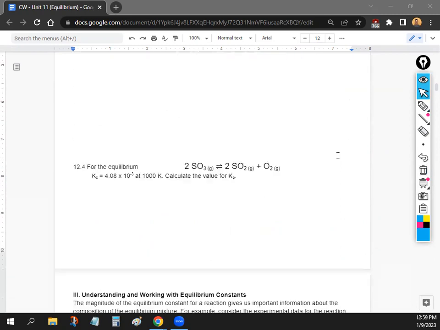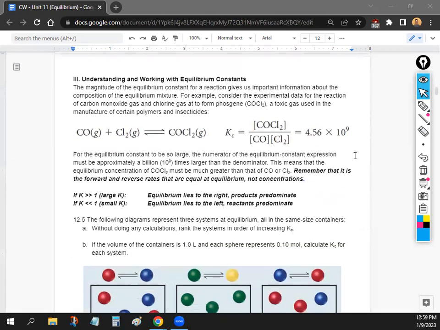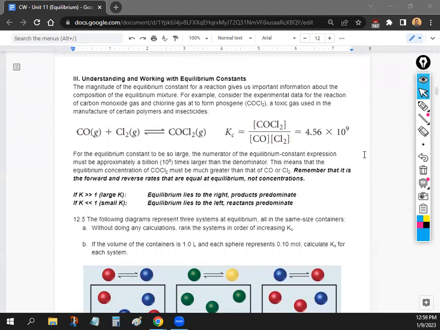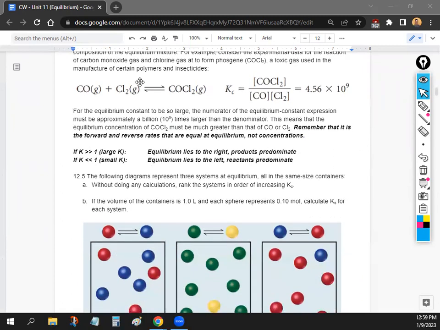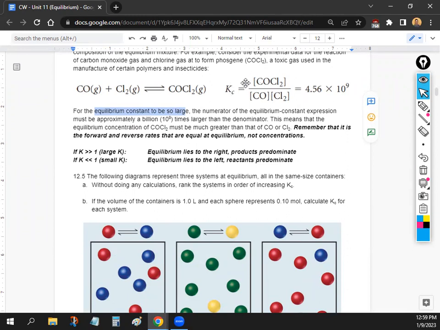We're going to skip 12.4, and now we're going to talk about what these equilibrium constants mean. We have a sample equation right here, and we have its equilibrium constant, and let's say the equilibrium constant is this value right here. If the equilibrium constant is very large, what that means is that the numerator, the number on the top, is going to be a lot bigger than the denominator, right? This gives us a way to evaluate what the reaction will look like just based on its equilibrium constant.